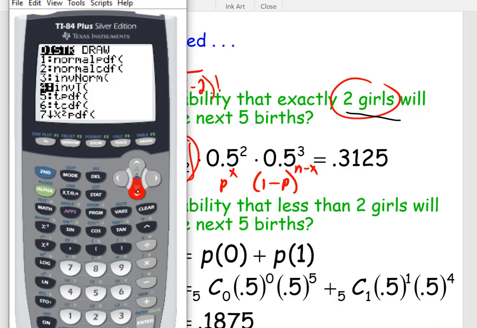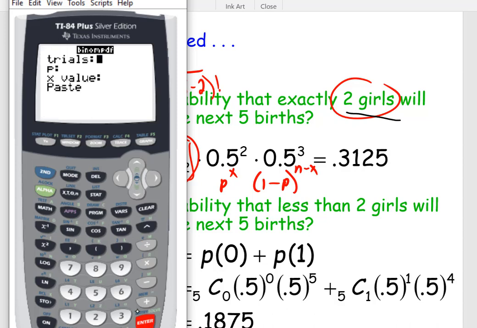The binomial distribution is way down the line here. There's 2 of them, binomial PDF and binomial CDF. Binomial PDF is binomial probability distribution function. That would be if we want exactly 1, so here we have exactly a certain value. Where we have exactly 2 girls, that's the one we want, so we're going to select that.